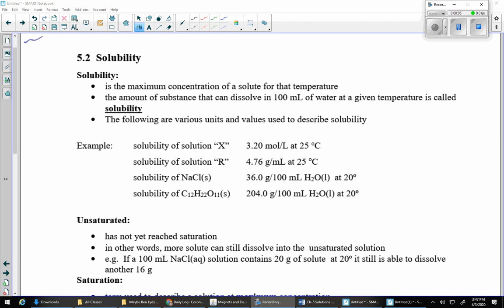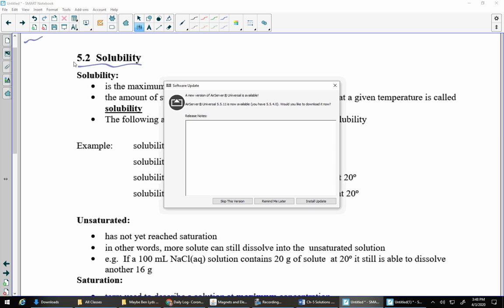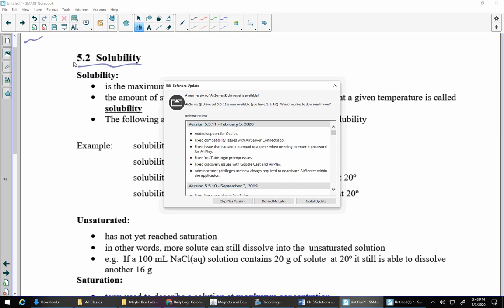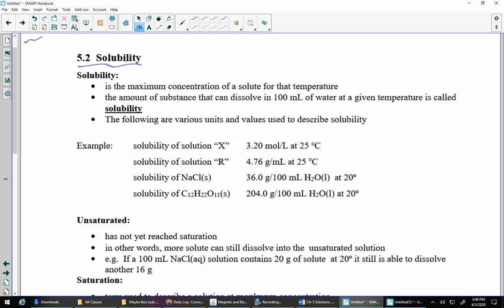We're jumping into the next section here, solubility, so what it means to dissolve and what we're actually talking about in terms of expressing dissolving in a numerical fashion. So we're looking at solubility. This first lesson is pretty note heavy.